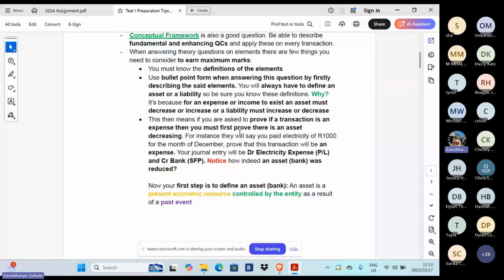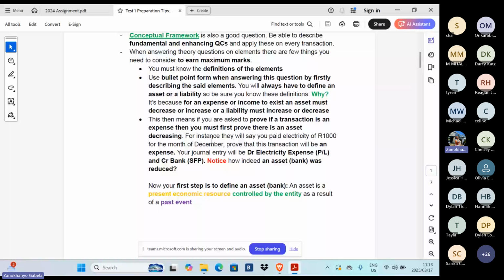All right. So what is the transaction saying now? They're saying that, for instance, you paid electricity of 1,000 for the month of December. Prove that this transaction will be an expense. All right. So let's see. The journal entry in this case would be debit electricity expense.